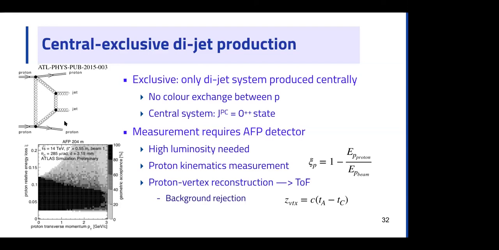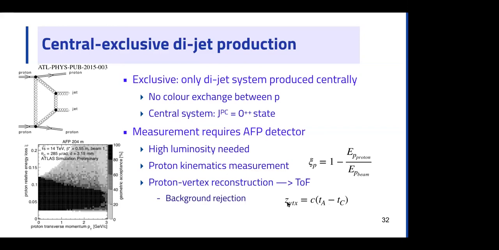So for the central exclusive production, the cross-section is a bit lower, so it needs high luminosity. We need to measure proton kinematics. So we will also use this chi, that is the fraction of energy lost by the proton. And we will need to use also the time of flight measurement to suppress background. And this will be very important to suppress the accidental coincidences. So how does the time of flight help us? If we measure the arrival time of the protons on one side of the detector and the arrival time on the other side, the difference of these arrival times multiplied by c will give us a vertex position.